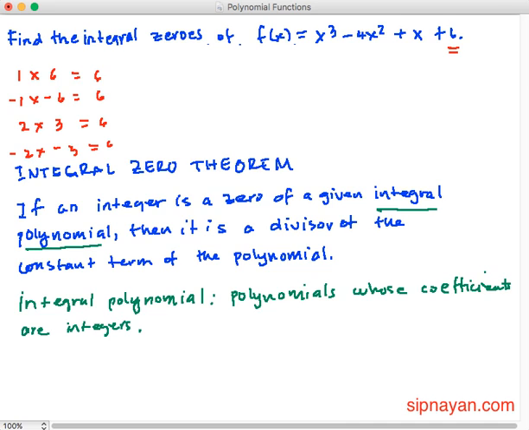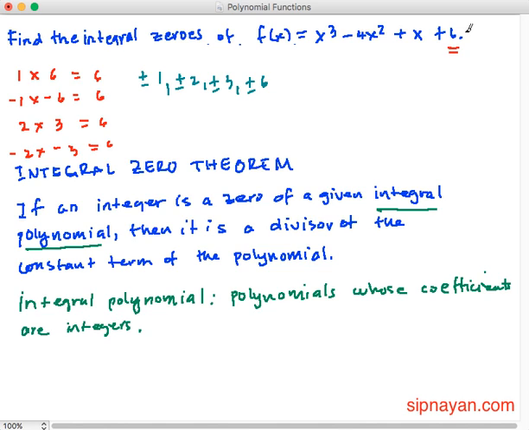So, ibig sabihin, ang divisors niya ay positive and negative 1, positive and negative 2, positive and negative 3, tsaka positive and negative 6. Naku, medyo mahaba-haba pala yung ating gagawin. No? So, ito yung mga i-check natin. Kung pag nag-0 ito, ibig sabihin 0 siya ng function.